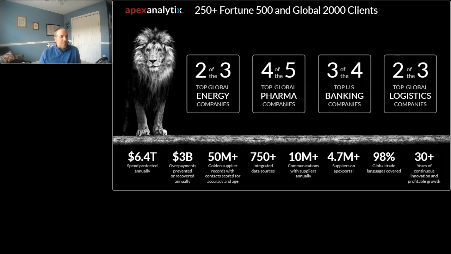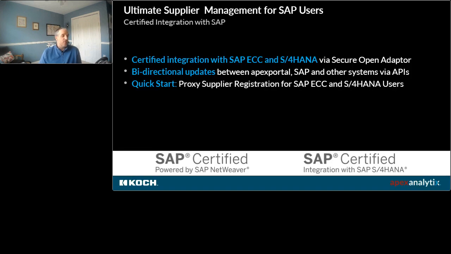And then finally, Apex offers a quick start solution by having a portal that can be used to complete the key banking, tax, and address validations by a client on behalf of the suppliers, capturing those key supplier fields and running those validations in real time that can then be fed to SAP from that regard. So now let me turn it over to Ray, and he'll tell you a little bit more about Koch Industries.